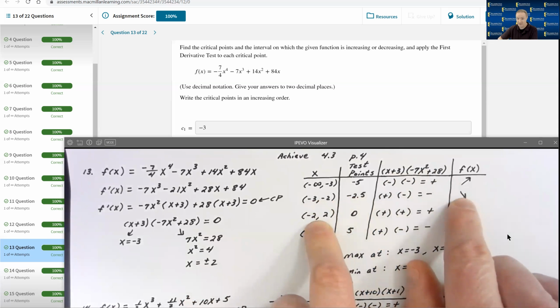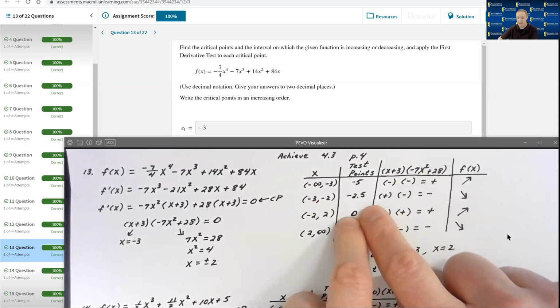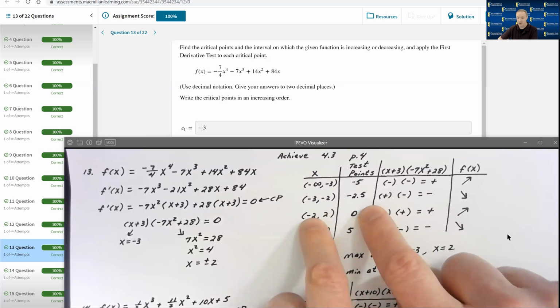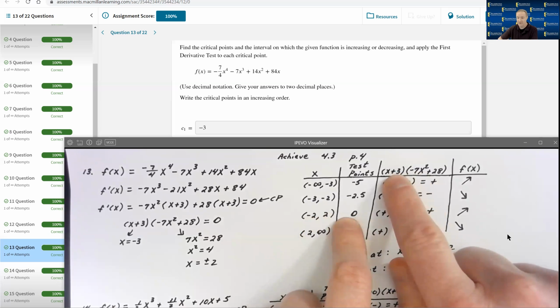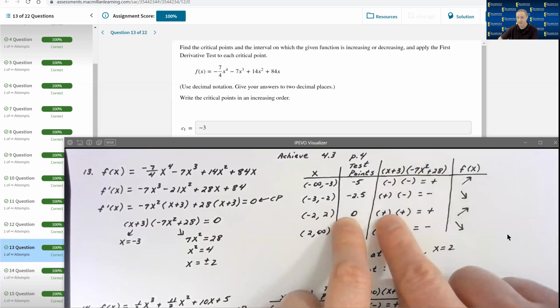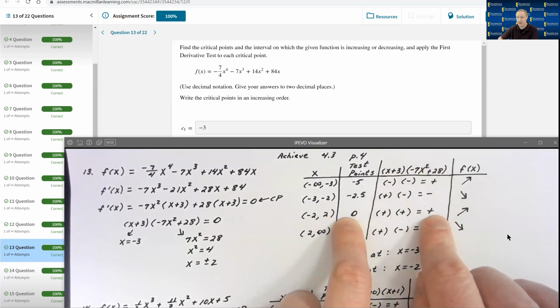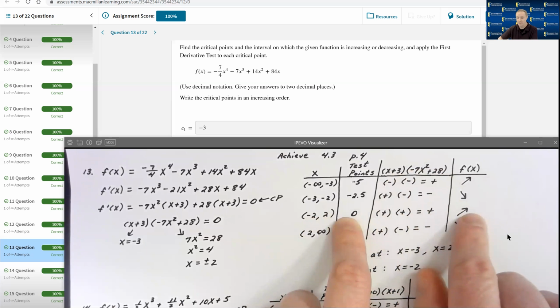I move to my next region. 0 is the test point to represent all numbers between negative 2 and 2. When I plug a 0 into this factored first derivative, I can easily see it's going to be a positive times a positive, which we know gives us a positive first derivative. Thus, our original function is increasing there.